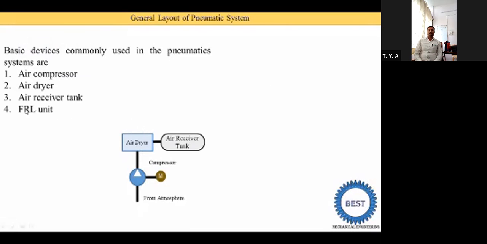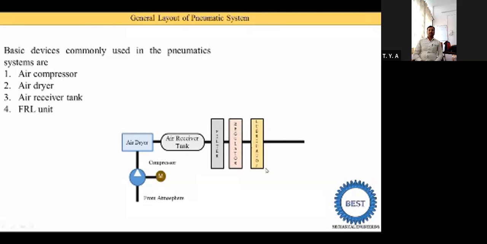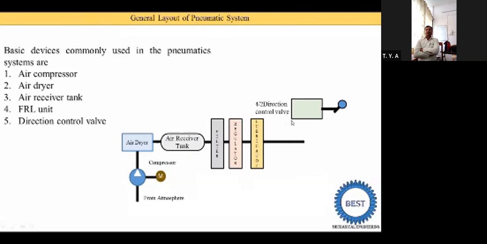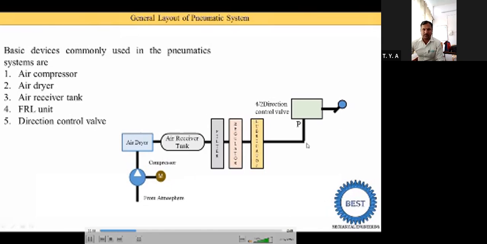Then the next unit is the FRL. FRL means filter, regulator and lubricator. Here the first one is the filter, the second one is the regulator, and the third one is the lubricator. Then the air coming out from the lubricator is supplied to the direction control valve. Here it is written that it is a 4/2 direction control valve.